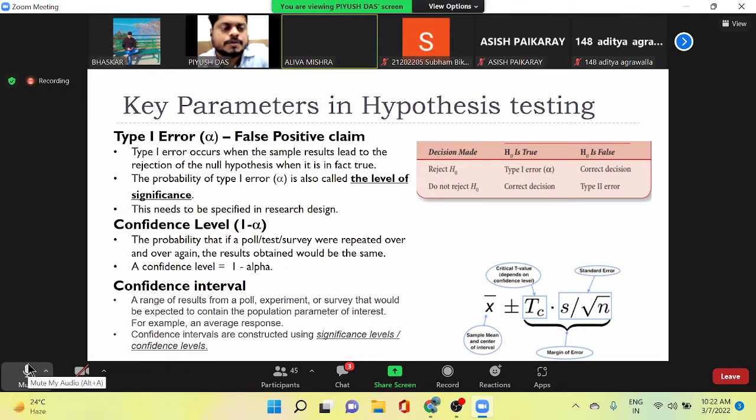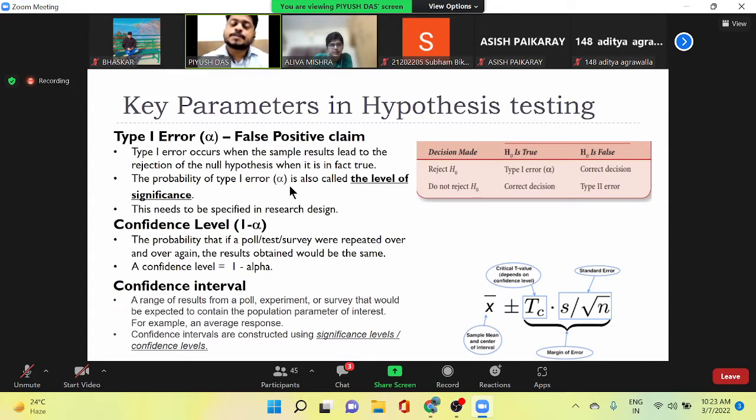So confidence interval is done for the population and confidence level is done for the sample, right? No, we calculate the confidence interval because we do not have the population data, right? We are calculating on the sample, but we are making a prediction. It is used for making a prediction: where will your population mean lie, right?